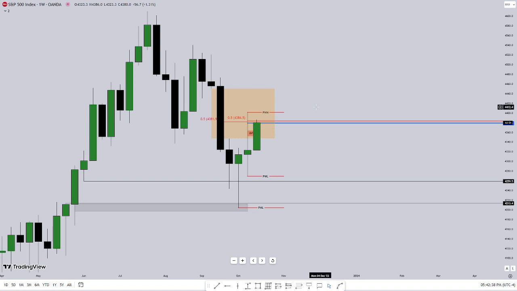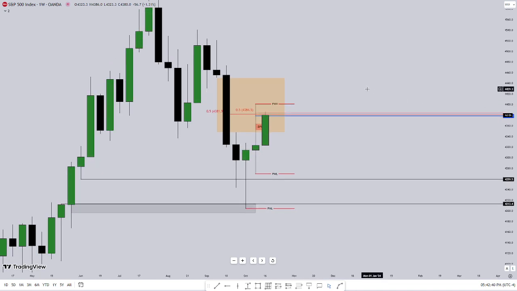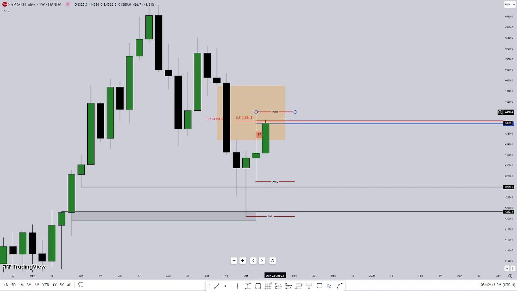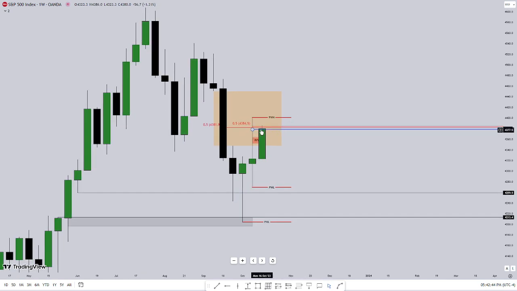Our trade idea would be that price, obviously in the next 2 days or 1 day, hopefully tomorrow, comes and grabs the consequent encroachment, and if possible sweeps this previous week high to then see a continuation lower.